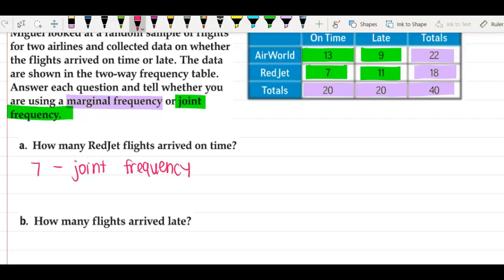Then part B, we want how many flights arrived late. So we just are worried about all of the late flights. There were 9 that were Air World, 11 that were Red Jet, which means there's 20 total flights that were late. Since that number came from the outside row, this is going to be a marginal frequency. It came from one of those total columns.